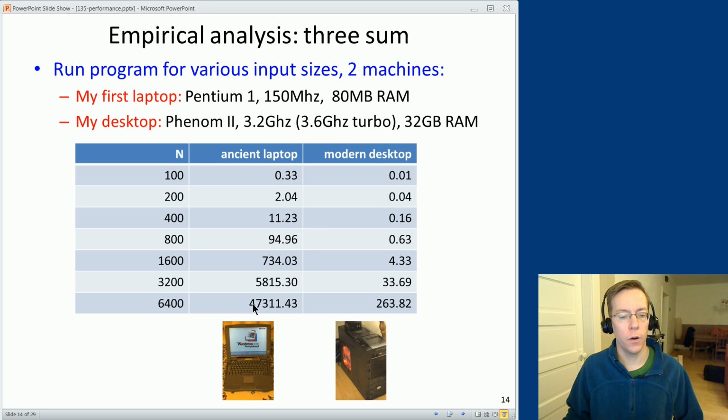By the time I get to 6400, I left this running, I don't know, most of a day or something like that. This was running for 47,000 seconds. Whereas the desktop, it's a lot newer. It's fast, but what we're worried about here is look how it's going. Every time I double it, look how much the time is going up. And at 6400, it's still taking my modern fancy desktop 263 seconds to do this for 6400 integers. If I wanted to do it for 64,000 integers, I might be in a bit of a pickle.